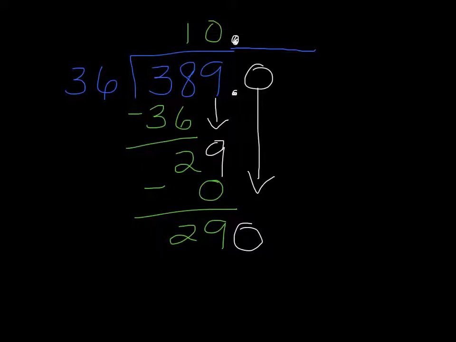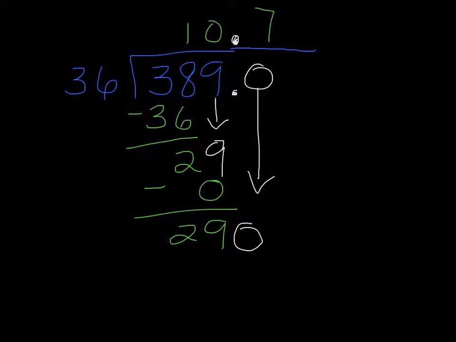I'm going to focus on my 4 in the 40 and think about 4 times what number gets me close to 30. Well, 7 times 4 is 28. So 7 times 40 would be 280. Let's try that and see what happens with our answer. So I'm going to take 7.